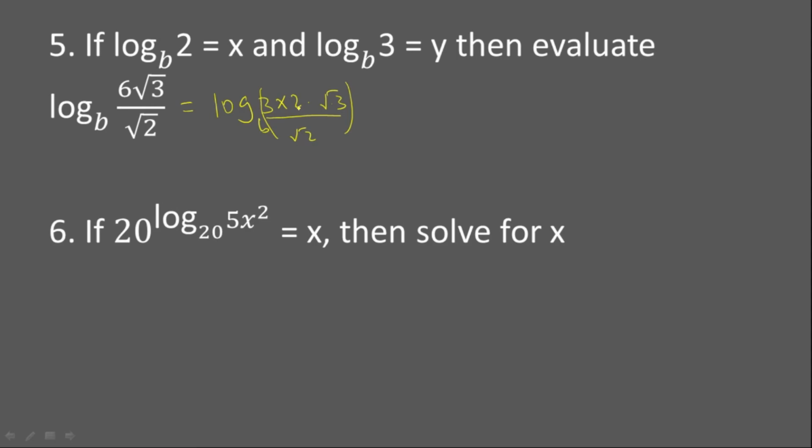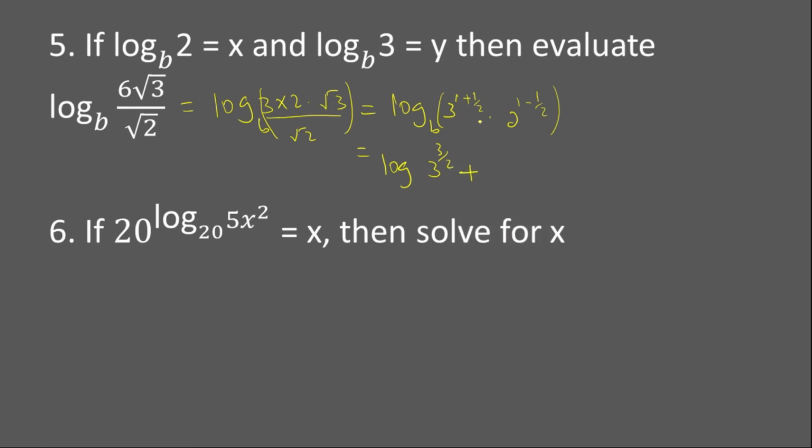Bring this one to the upper and add these numbers, which can be written as log 3 to the power of 1, plus, since radical 3 means 3 to the power of 1 over 2, 1 over 2 times to the power of 1, and since it is over, minus, we have to make it 1 over 2 minus 1 over 2, the base b. So this is equivalent to log 3 to the power of 1 plus 1 over 2, 3 over 2, right? 3 over 2.